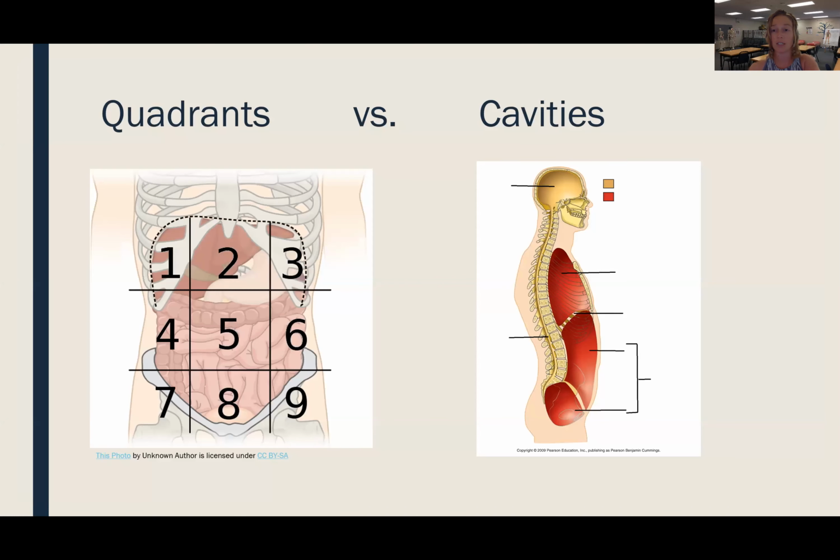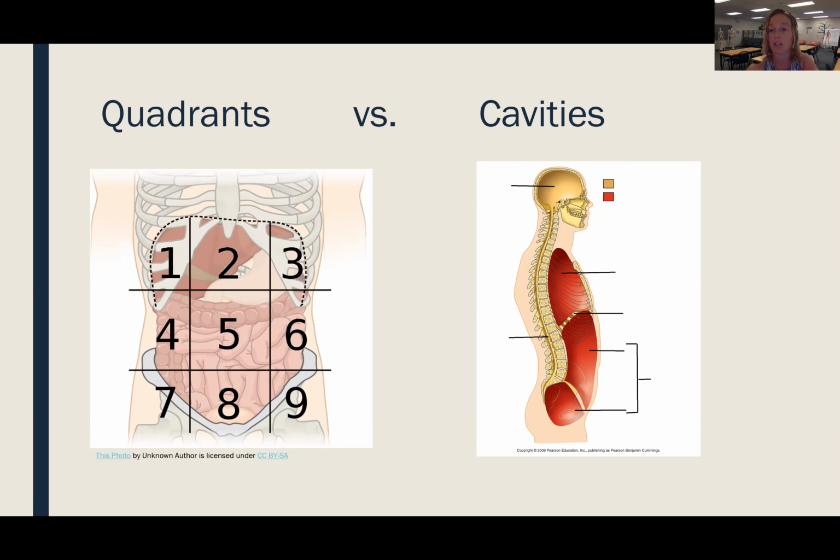And quadrants is more an organizational way of, like, if someone comes in with pain and they point to where it is, we know quadrants because quadrants are how the organs are organized. So we're going to learn what organs are in what quadrant. Whereas our cavities, and it's kind of hard to see in this picture, there's one cavity in yellow, and then the other main cavity is in red, but that is separated into a couple different areas, okay?